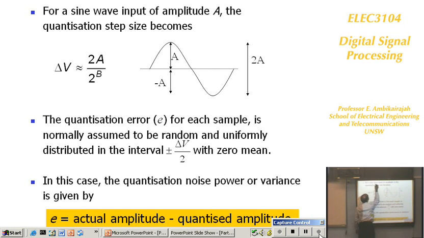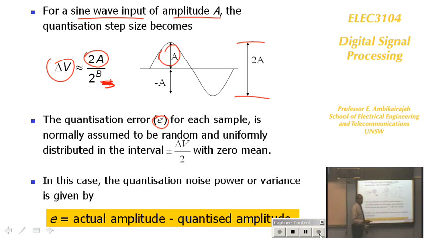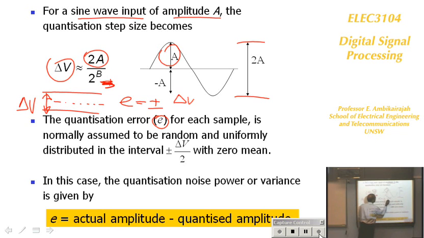Let's take a sine wave input of amplitude A, so that's A. And then the total swing will become 2A. So let's calculate the quantization size. Delta V is 2A, the total swing, divided by 2 to the power V minus 1. But we don't need to use the minus 1 because V will be a large number. So it will be approximately 2 to the V. We have explained that the quantization error can be half the level. This is delta V, that's the level resolution. So quantization error can be delta V over 2. So we can say the quantization error E is plus or minus delta V over 2. It could be up or down.